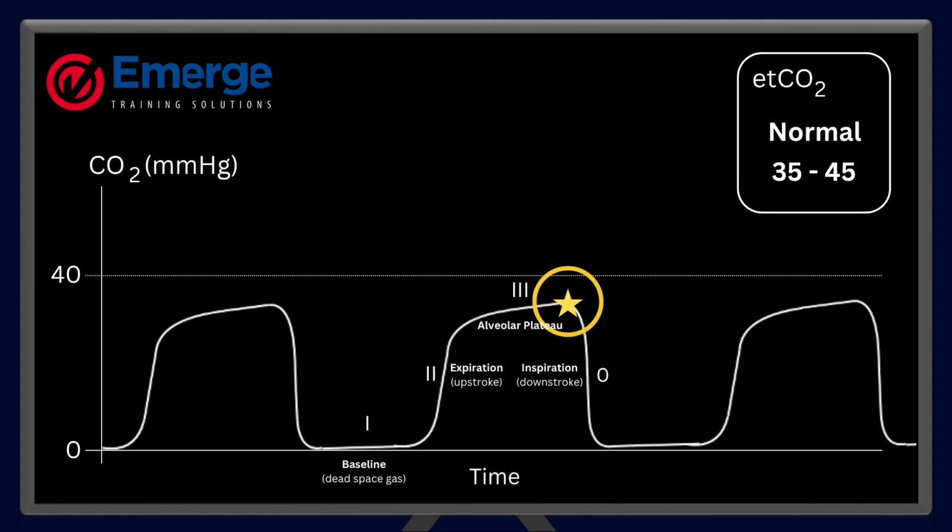The very peak of that plateau, sometimes labeled as point beta, marks the end-tidal CO2, the highest concentration of exhaled CO2 in that breath. This value most accurately reflects alveolar CO2 and is what we use for monitoring. Finally, as inspiration begins, fresh gas is drawn back in. The CO2 concentration drops straight back down to baseline and the cycle repeats. So remember, this isn't a measure of pressure or volume, it's a direct window into ventilation and gas exchange, captured one breath at a time.